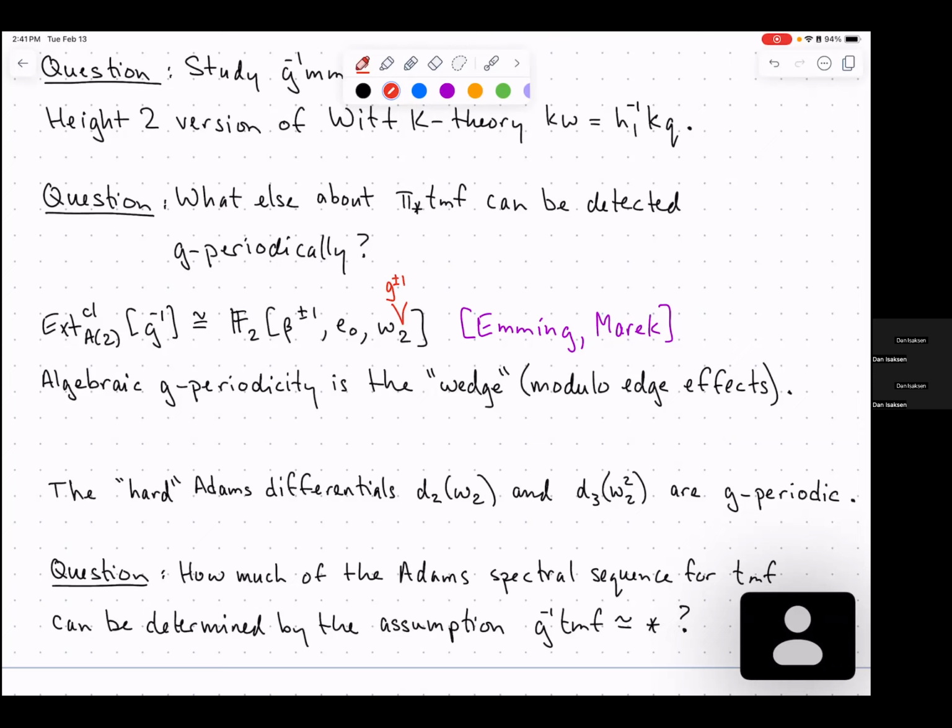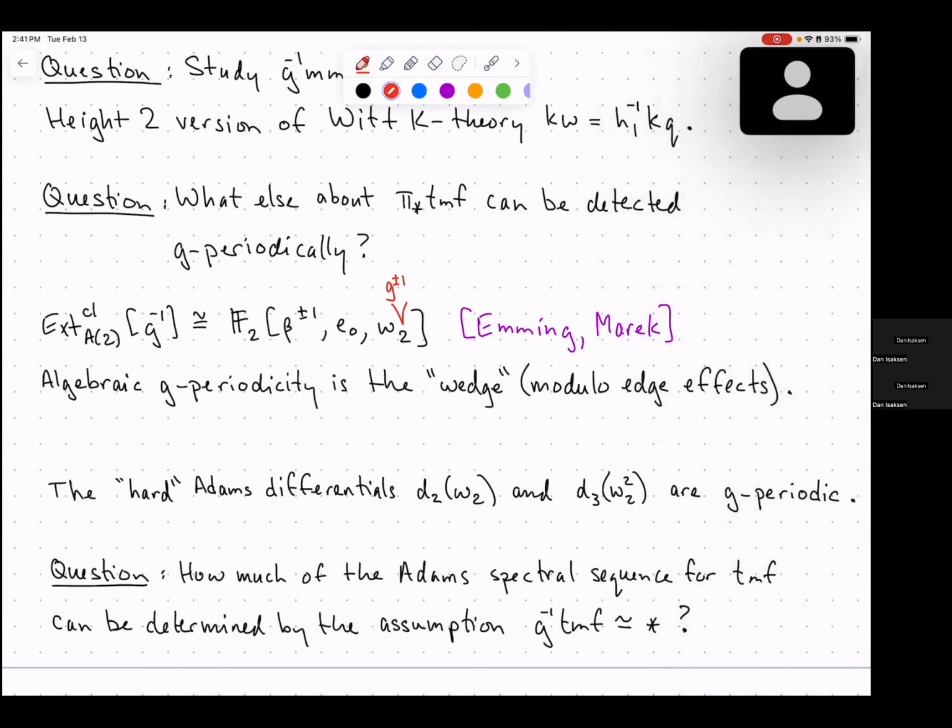Okay, now here's an interesting observation. There are a number of additive differentials that you have to compute in the Adams spectral sequence for TMF, but I think of 2 of those differentials as being hard and the other differentials as being easier by comparison. I'm not saying they're easy, I'm saying they're easier by comparison. The 2 hard differentials are an Adams d2 on w2, that's the element of the 48 stem, and an Adams d3 on w2 squared, that's the element of the 96 stem. Both of those differentials are G periodic, it turns out.